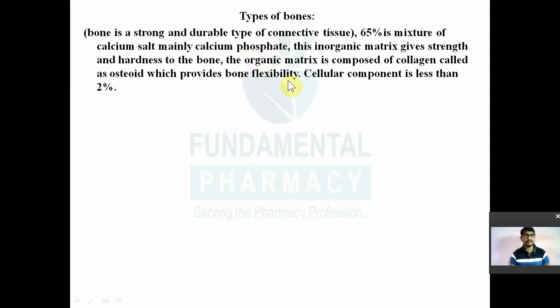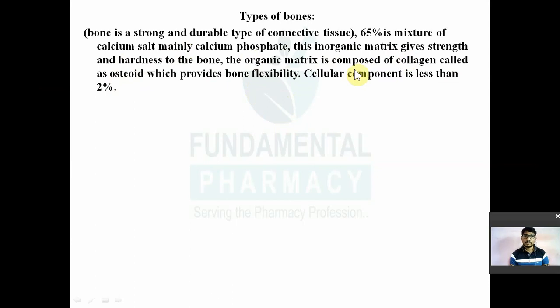It is a connective tissue. Connective tissue means it will connect two different tissues or two different cells or two different systems. 65% of the bone matrix is nothing but calcium salt, mainly calcium phosphate. This is called the inorganic matrix, which gives strength and hardness to the bone.